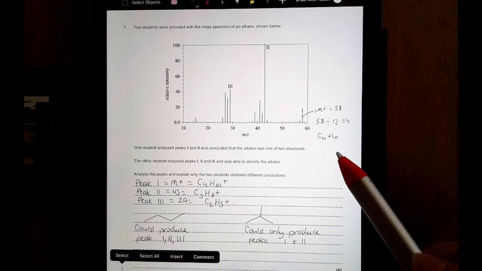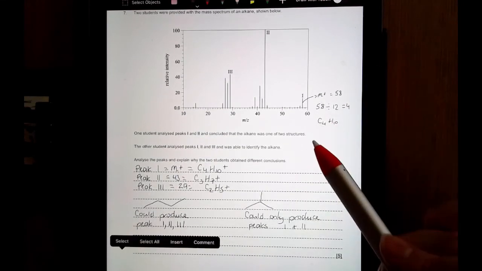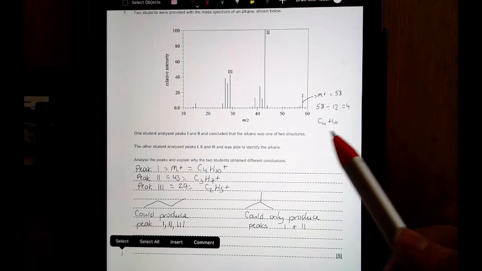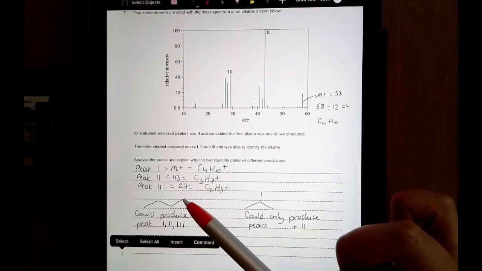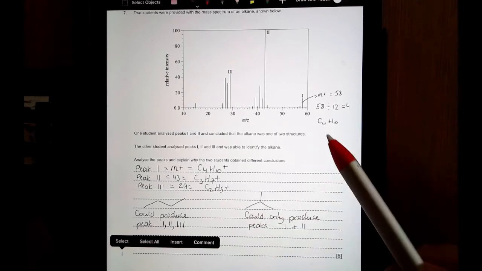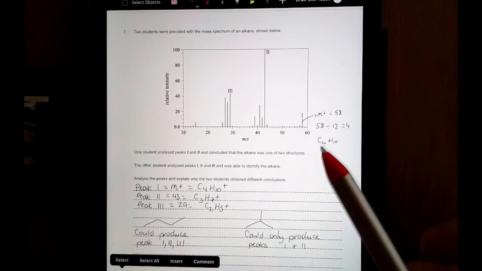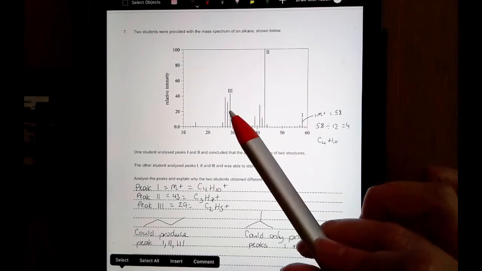Your first instinct straight away might be butane, okay, but there is more than one possibility for an alkane with the molecular formula C4H10. Yes, you can draw it straight chain like butane, but you could also draw 2-methylpropane, and that would still fit the bill of C4H10 and being an alkane. So in order to deduce which one is correct, you need to analyse the other 2 peaks.